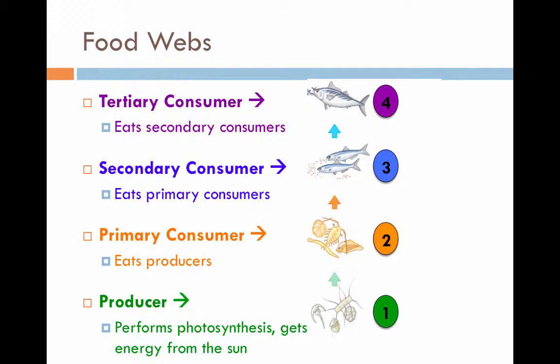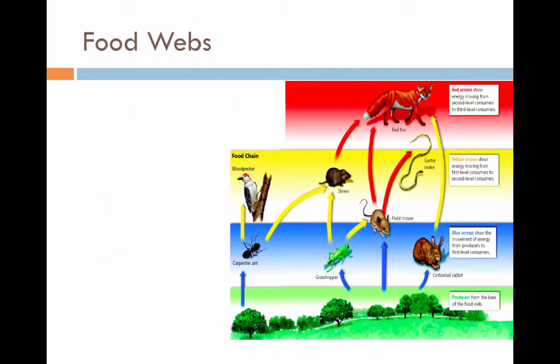Producers are 1, primary consumers are 2, secondary consumers are 3, tertiary consumers are 4. Let's apply the same thing to a food web. Notice the producers are first, then the primary consumers, secondary consumers, and tertiary consumers. There's one very important thing I want you to see from this picture: every single organism is dependent on the producers.